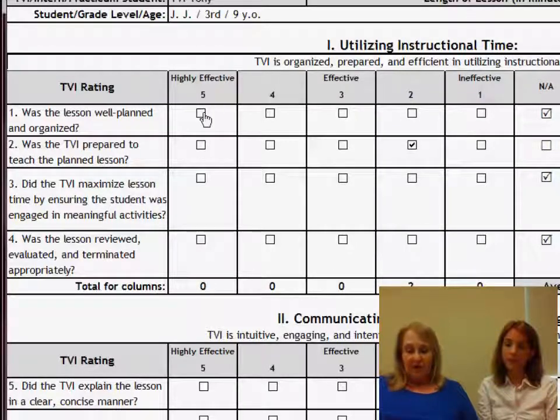TVI is organized, prepared, and efficient in utilizing instructional time. Are they highly efficient? Are they effective? Or are they not effective? You would choose a rating from highly effective to ineffective for that question. And this is what you would do throughout the entire rubric as you're filling it out.